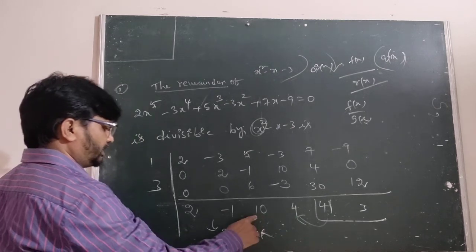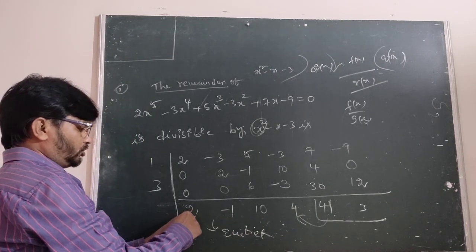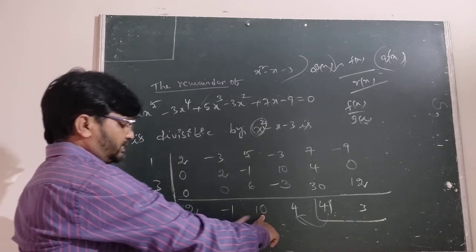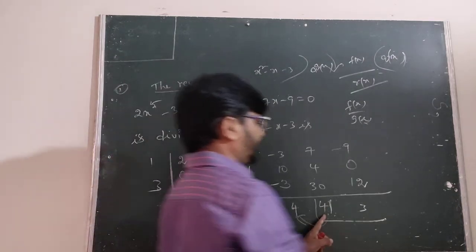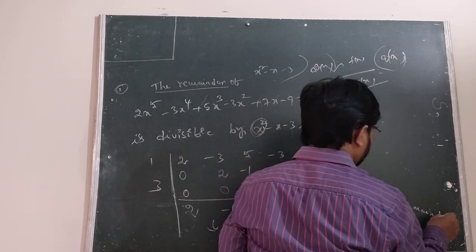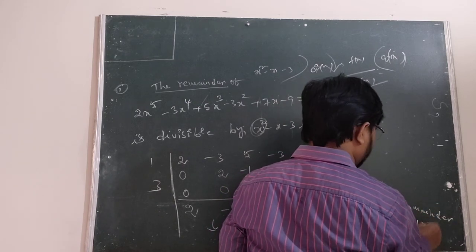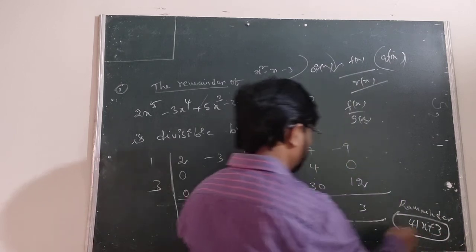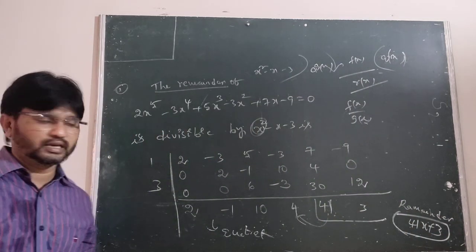The quotient is 2x cube minus x square plus 10x plus 4. But the remainder is 41x plus 3. 41x plus 3 is the remainder.